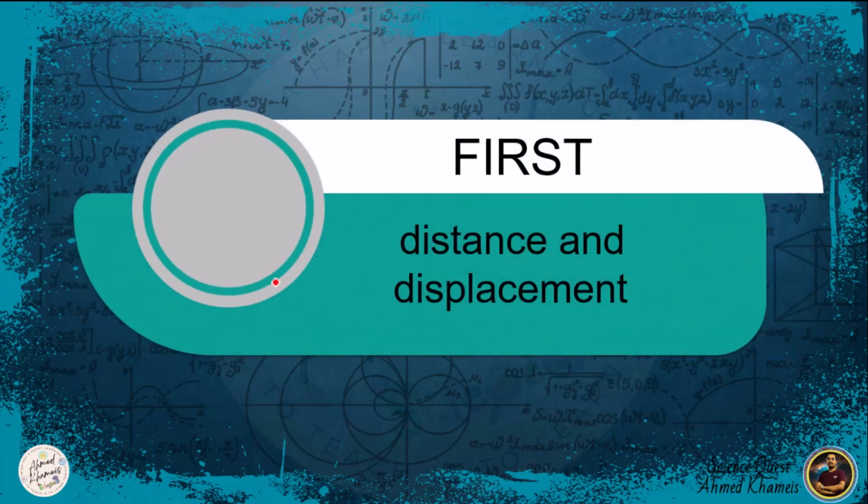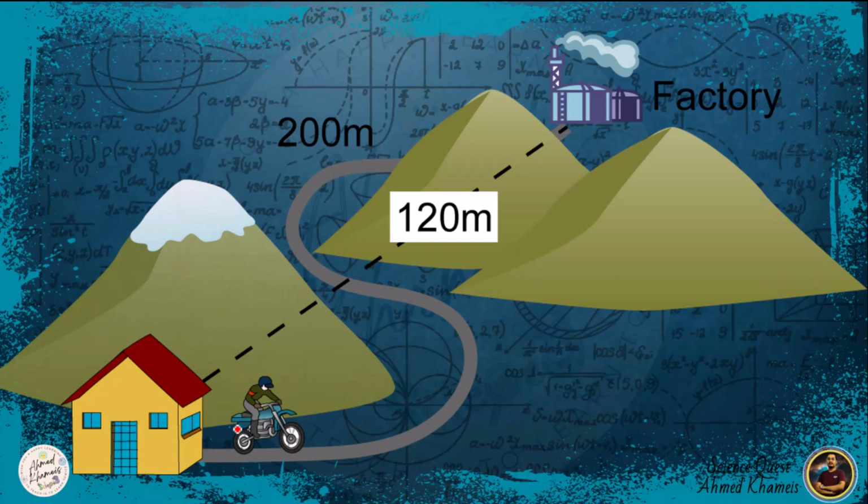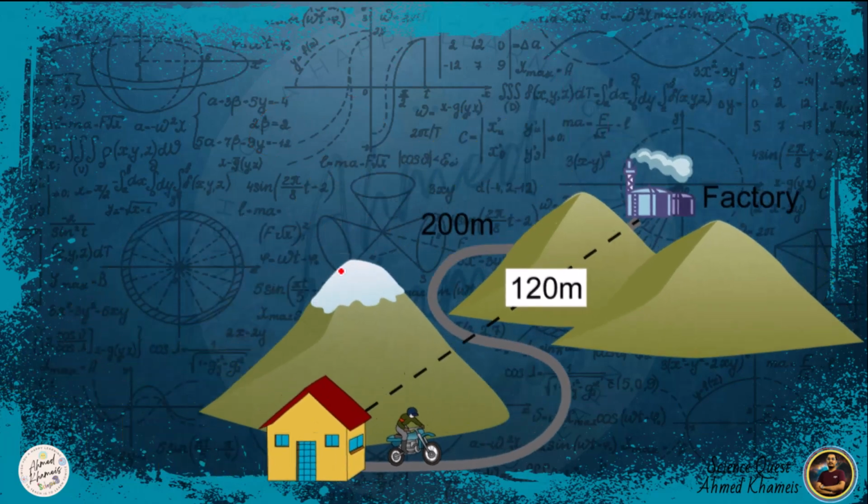So first, we talk about displacement and distance. Here, the rider, in order to go from home to the factory, will go along this curved line, which is 200 meters. But if we take a straight line in a certain direction from the home to the factory, it will be 120 meters, and this will be the displacement.